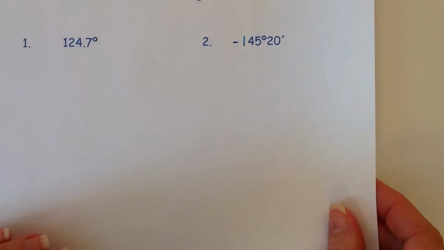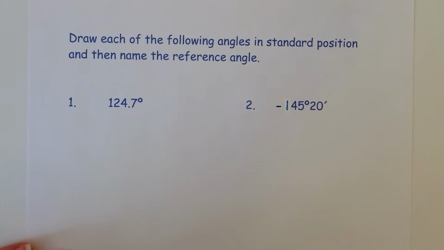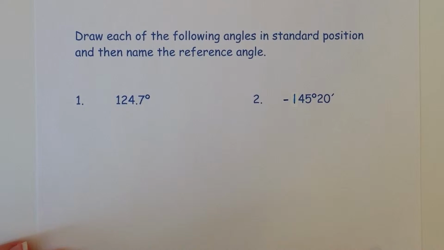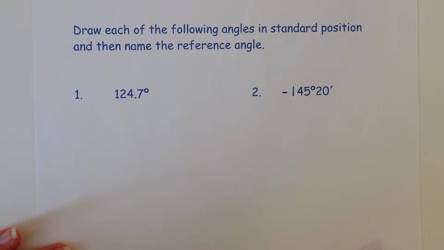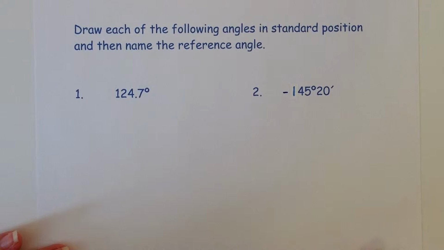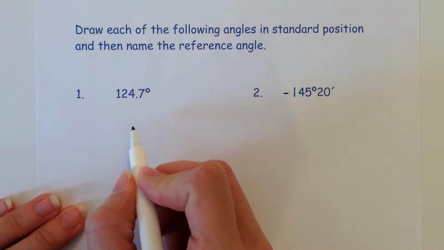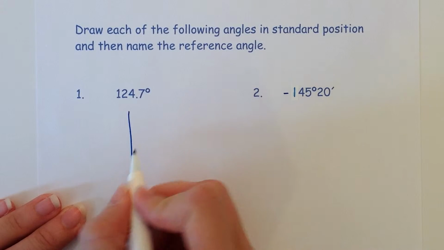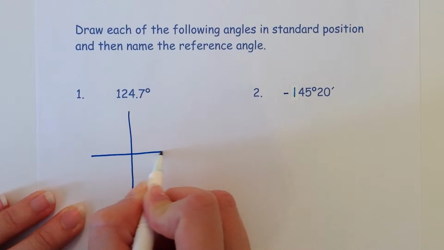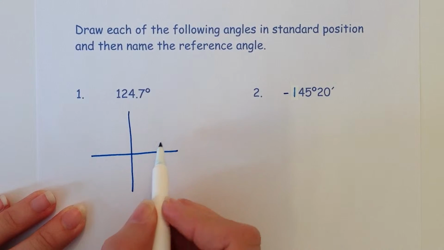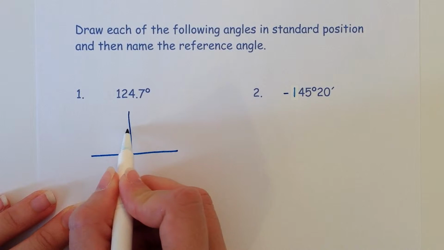All right, the first couple of examples that we're going to look at is just determining how to find a reference angle. So first of all, you're told to draw the following angles in standard position and then to name the reference angle. Starting with the first one, since we're going to draw it in standard position, you've got your x and your y axis. Of course, you're going to start at the positive end of your x-axis, and this is a positive angle, so that means we'll rotate counterclockwise.